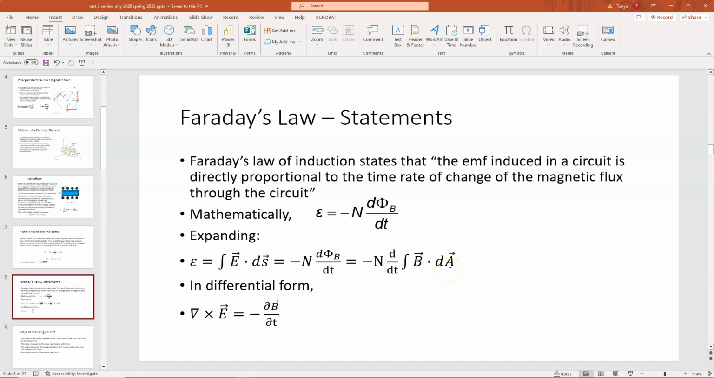A is the cross-sectional area of that current loop, and then B would be the magnetic field through the loop. Now, we can write this out as the EMF is equal to the line integral of the electric field around that closed loop, E dot ds, is equal to minus N d phi B dt. In differential form, we did the derivation to take this from the integral to the differential form. This can be written as del cross E is equal to minus partial of B with respect to t. And that's Faraday's law in differential form.